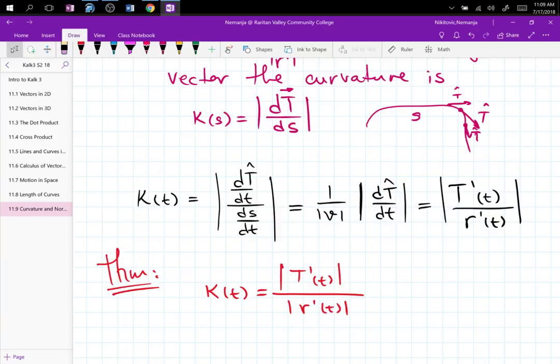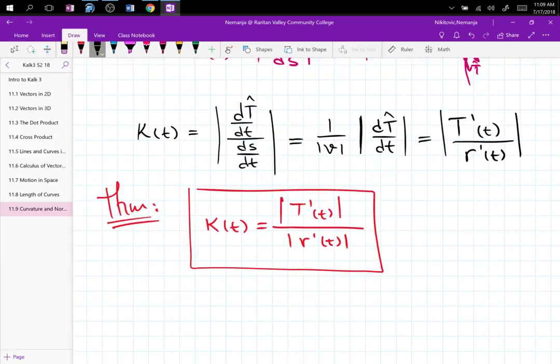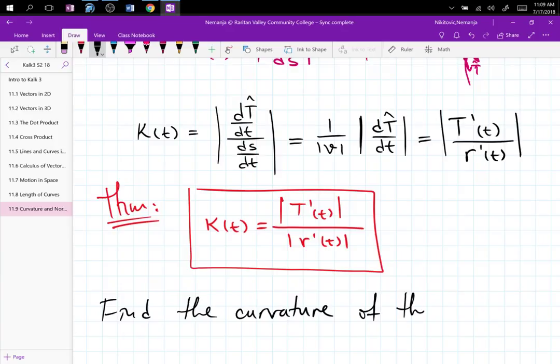So now I want to calculate the curvature of a circle. So find the curvature of the circle.